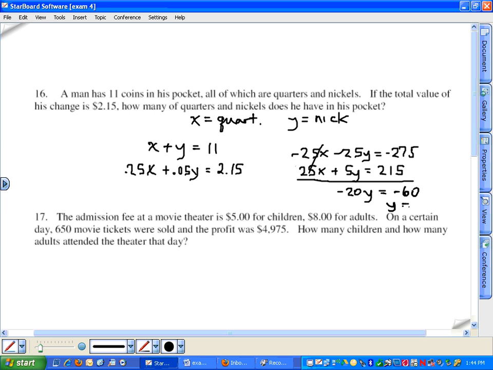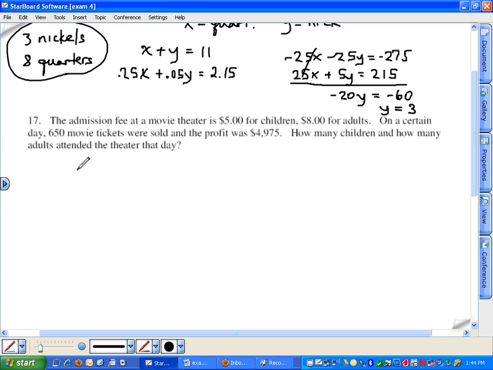which means y is equal to 3. Remember, y is equal to nickels, so y equal 3 is the solution here. The solution is he has 3 nickels. And if he has 11 coins total, that means he has 8 quarters.